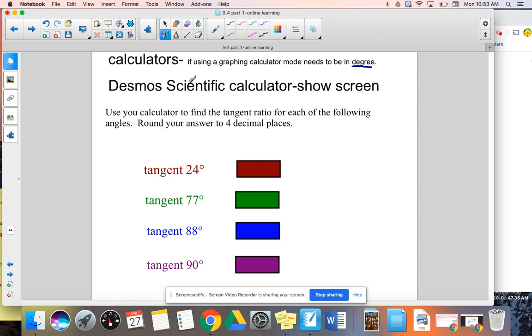Okay, so now we need to talk about calculators. So if you're using a graphing calculator, you need to make sure that your mode is on degree mode, because otherwise it will give you incorrect answers when we're doing this. We decided that we wanted to use Desmos to show you on the screen, and then we always will be doing it the same way.